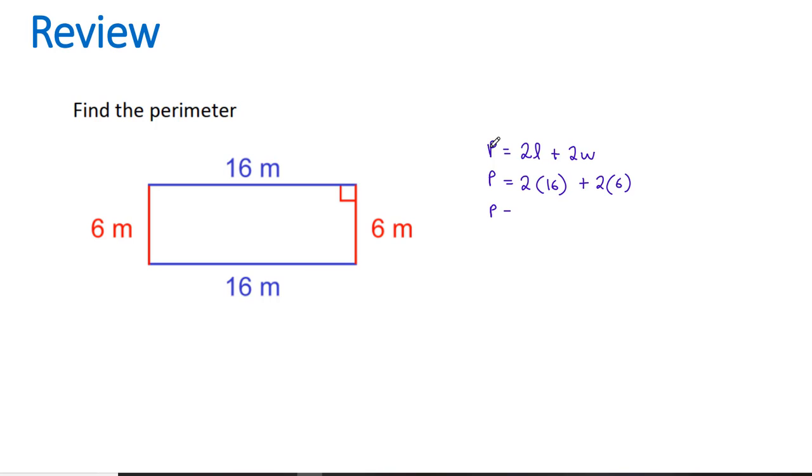So the perimeter is going to be 32 plus 12. So we're looking at a perimeter of 44 meters. And remember, it's linear, the length all the way around this object.